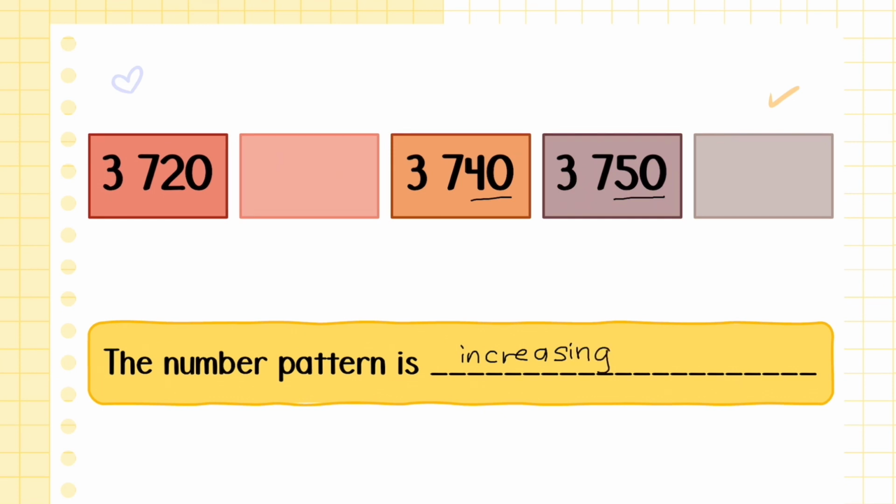So increasing in how many steps? That means we need to fill up the missing number first. So we already know it's going up. Of course, the number will get bigger. How many steps? Look again, from 40 to 50.